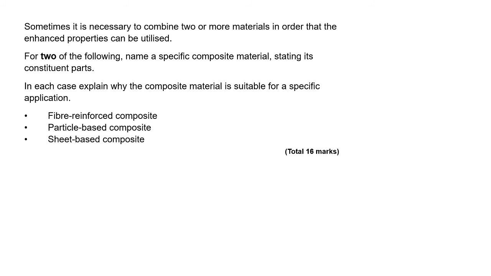So if you have a look, it's 60 marks in total, so you're only answering for 2, so realistically each one of those you need to have 8 marks for. Okay, so you have to name a suitable composite material, explaining its parts and what it's made up from, and then explain why it's suitable for its specific application. So if you've got 8 marks, let's take fibre reinforced composites. So we need to get 8 marks from that.